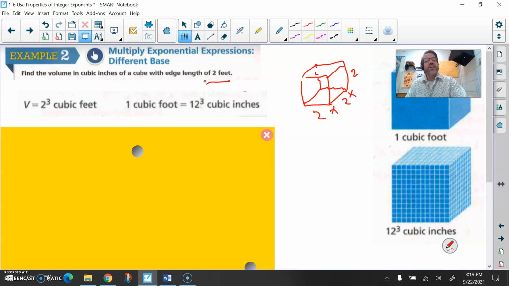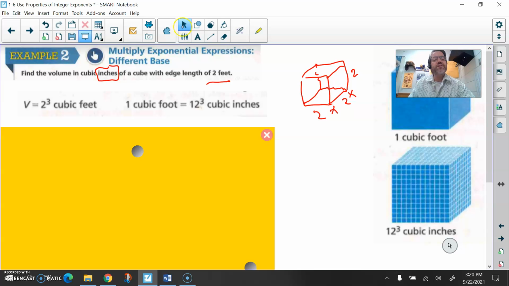Okay? Now, keep in mind, we want to find this answer. Find the volume in cubic inches. Well, that makes this problem a little bit trickier, because instead of expressing this in feet, we need to express this in inches. All right? Now, 1 cubic foot is 12 to the 3rd cubic inches. Okay? Because each of these edges, the number of inches is 12 times the number of feet. So let me walk you through the steps here as they're shown in the book.